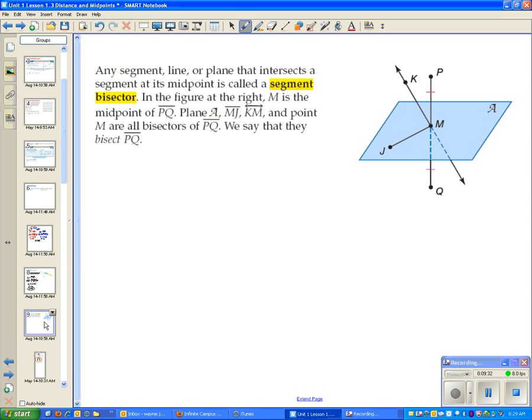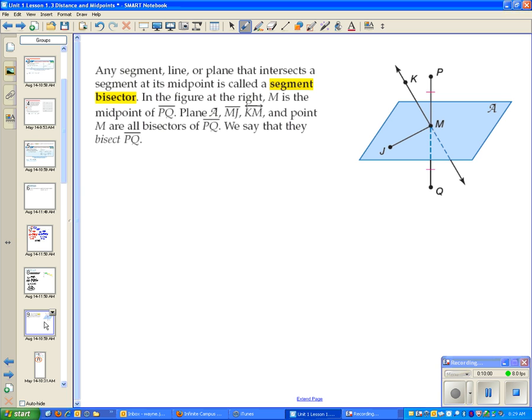Now, bisect means to cut into 2 equal halves. Okay? The definition says it goes through the midpoint, but you need to understand that going through the midpoint, since the midpoint's halfway between the endpoints, means that the segment or the line that we construct cuts the segment into 2 equal halves. So think of bisect as meaning cut into 2 equal halves.